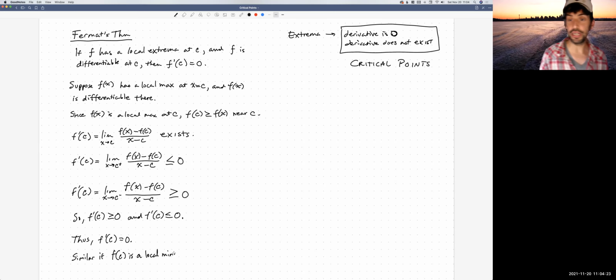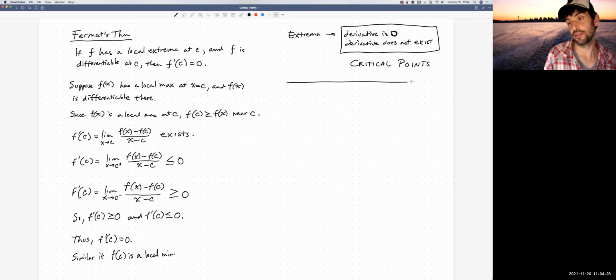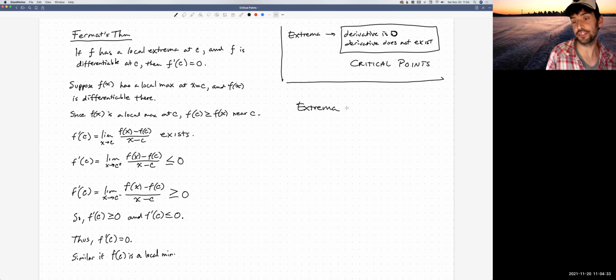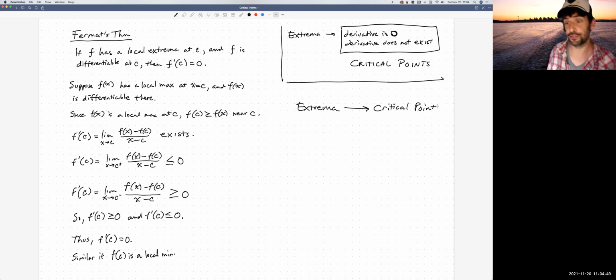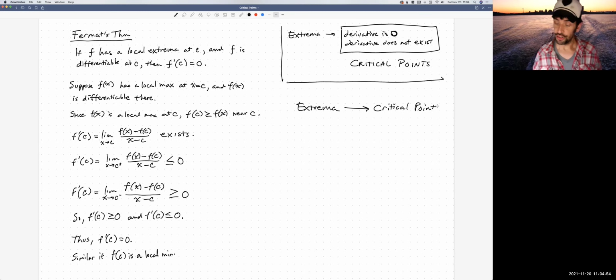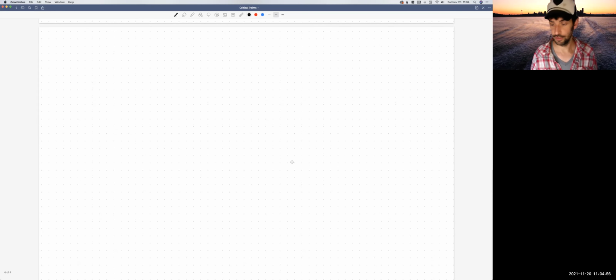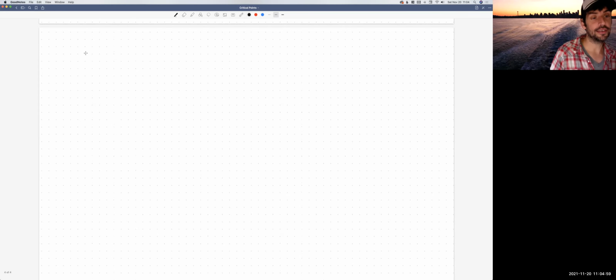So what we get to take away from this is what I put up here. Let's simplify this. When you have extrema, max or mins, you must have a critical point, because only one of two things is possible at these max or mins. The derivative exists, and by Fermat's theorem, it must be 0, or it doesn't exist. And that covers what critical points are. Derivatives are 0 or derivatives do not exist.